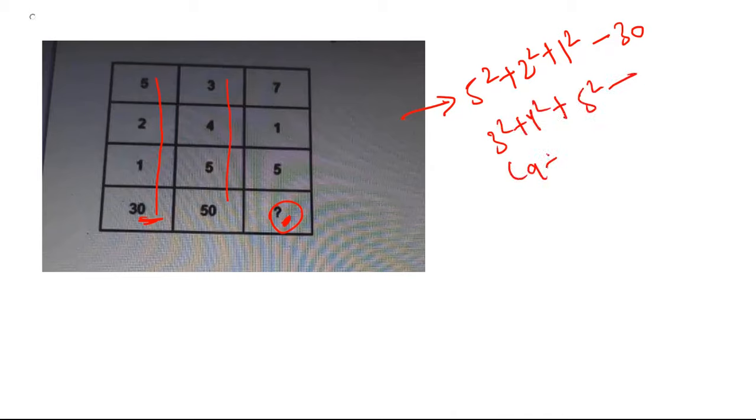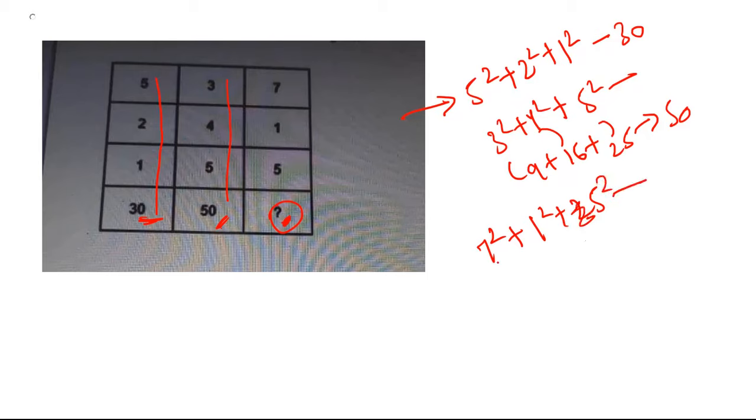Right. Similarly for this column, 3 square plus 4 square plus 5 square. That will be 9 plus 16 plus 25, so that will give you 50. That is this number. Now similarly here also we will use the same approach. 7 square plus 1 square plus 5 square, that will be 49 plus 1 plus 25, which is 75. So that's why 75 will be the answer here.